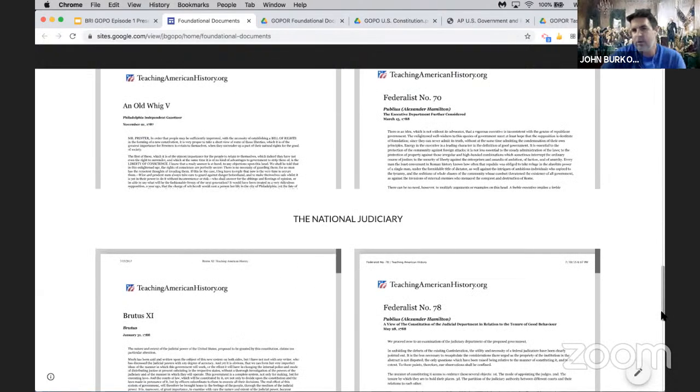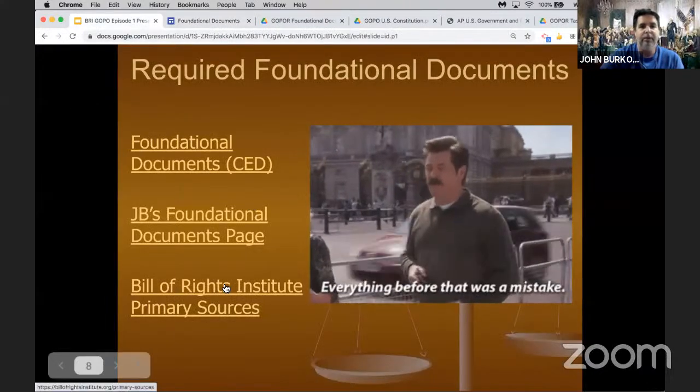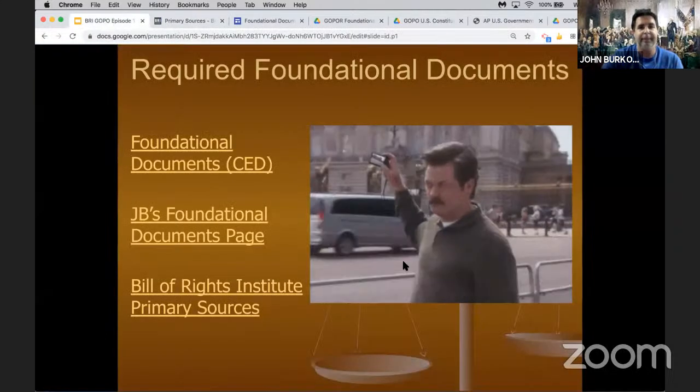And so it goes down the whole list. So that's a resource for you to use. And don't forget that the Bill of Rights Institute itself has provided primary sources and ways to break those down. So thank you to the Bill of Rights Institute for that.